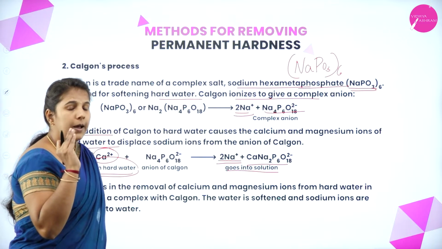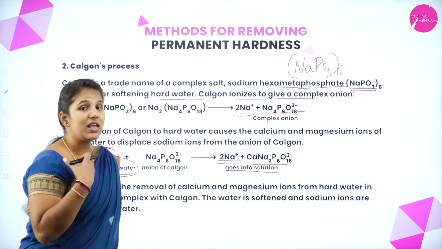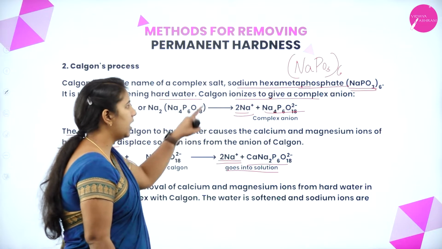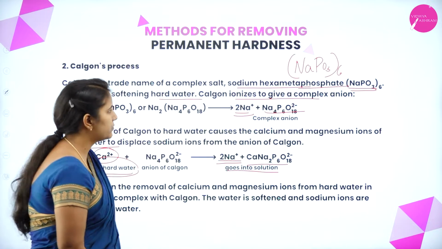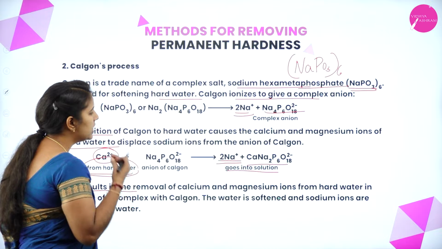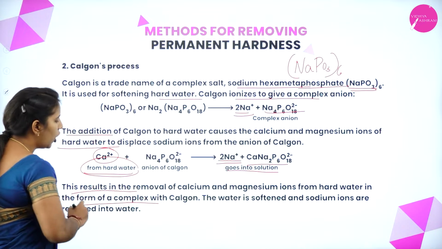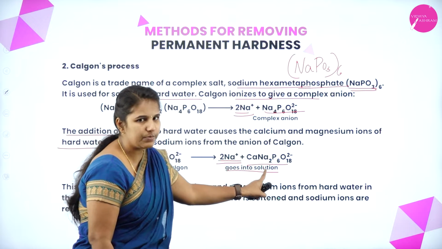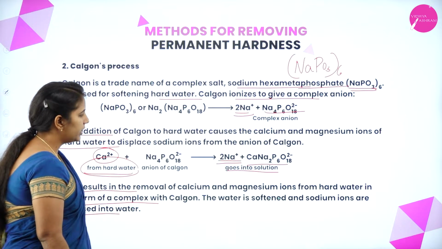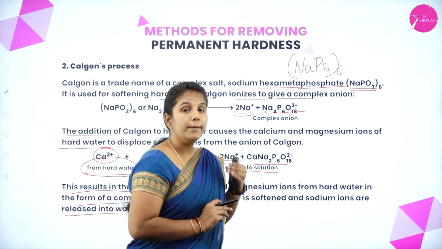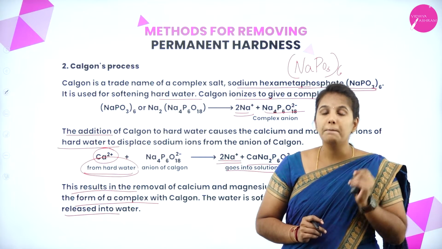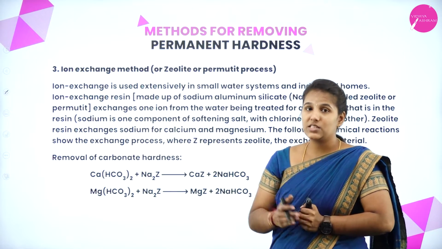This is how the permanent hardness of the water can be easily removed by using a complex salt known as Calgon, which is nothing but sodium hexametaphosphate. This results in a removal of calcium and magnesium ions from the hard water in the form of a complex with Calgon, as I have explained here. This water will be softened and sodium ions will be released into the water. This is how we soften water by using the complex salt sodium hexametaphosphate. Next is the ion exchange method.